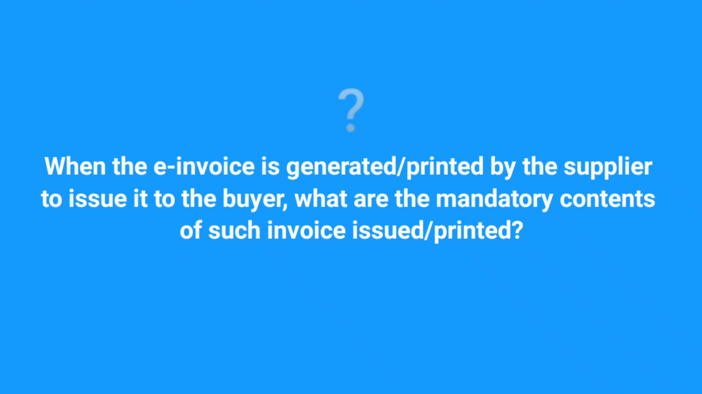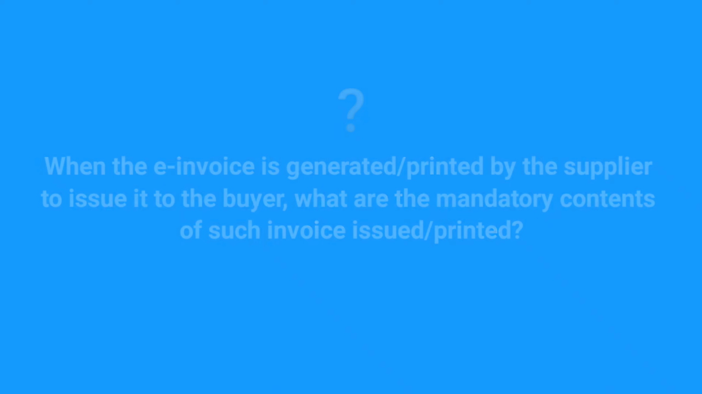When the e-invoice is generated or printed by supplier to issue it to buyer, what are the mandatory contents of such invoice issued or printed? The particulars will be as per Rule 46 of the CGST rules, including QR code with embedded invoice reference number or IRN. While returning IRN, IRP is also adding its digital signature, acknowledgement number and date. There is no mandate to print these particulars on invoice copy. Note that the acknowledgement number and date given by IRP are only for reference. Being a 15-digit number, the acknowledgement number will also come handy for printing e-invoice or for generating e-way bills instead of entering the 64-character long IRN.